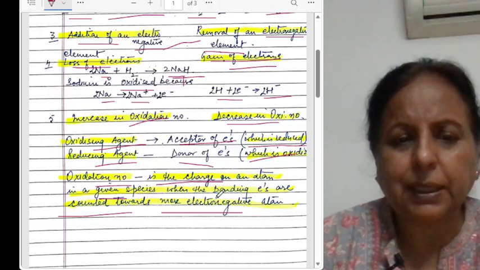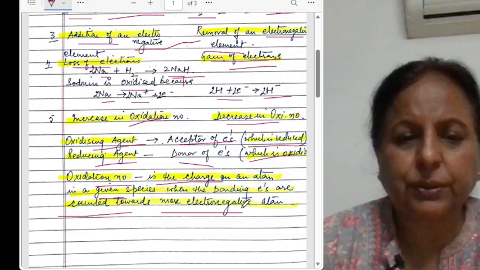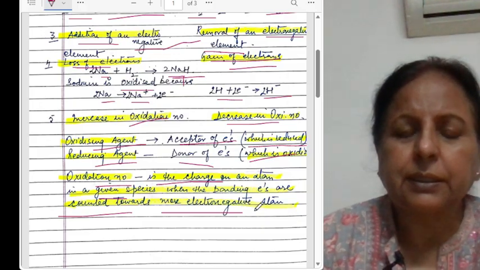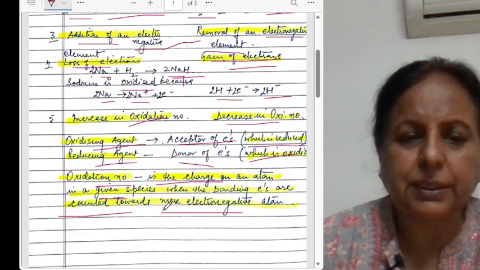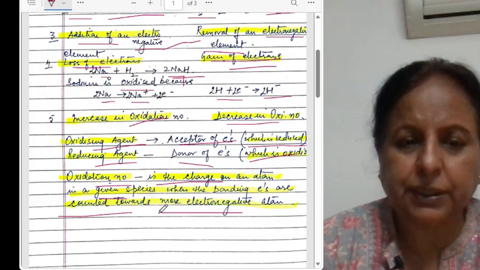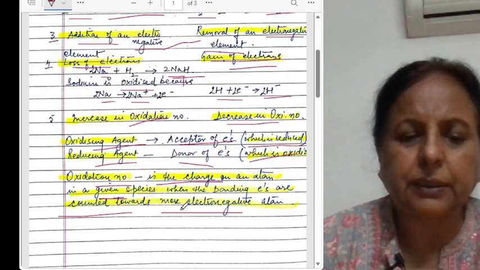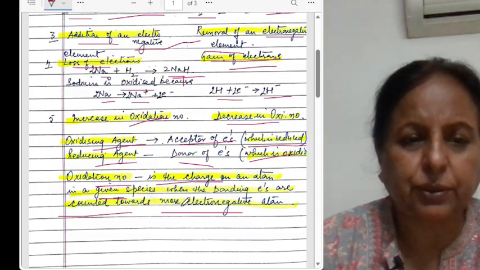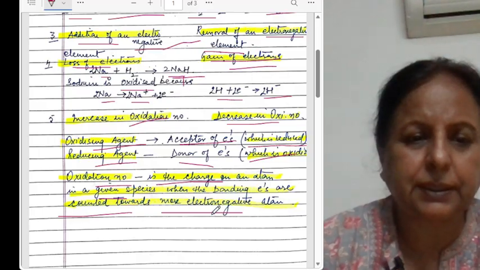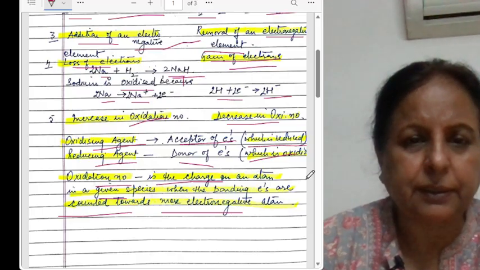When an atom is attached to an electronegative atom, then the electronegative atom gets a minus sign, and the atom attached with it, which is electropositive and can give electrons easily, gets a plus sign, so its oxidation number is taken as plus. I'll discuss this later. Okay.